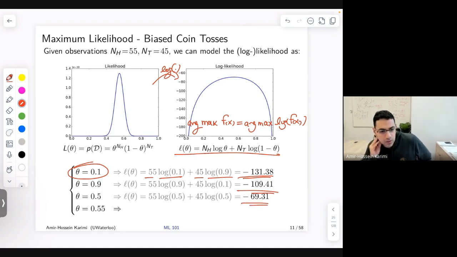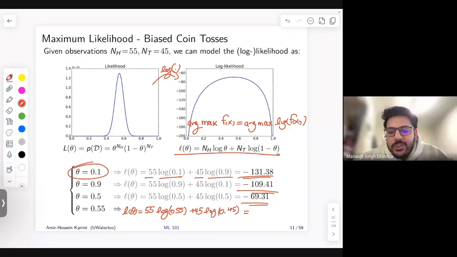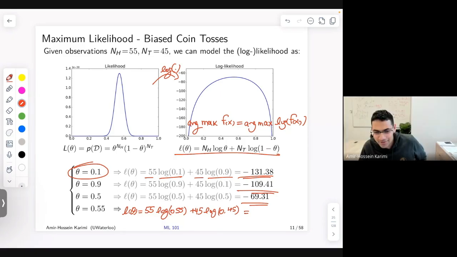What is the value of the log likelihood for theta equals 0.55? Can someone help me out here? Who has a calculator? Minus 29.88. Minus 29.88, okay. Hamza?